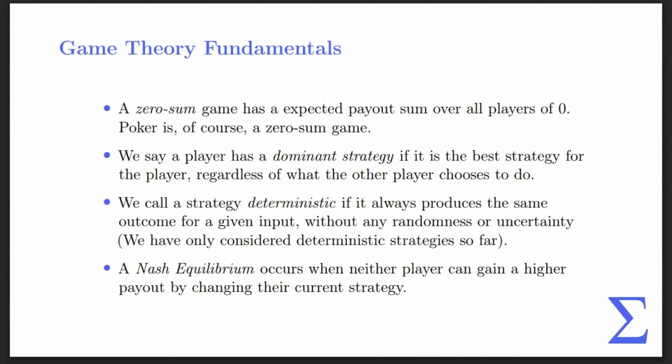And then a Nash equilibrium occurs when neither player can gain a higher expected payout if they change their current strategy. So neither player has an incentive to change their current strategy. That's a Nash equilibrium. Any questions about these?